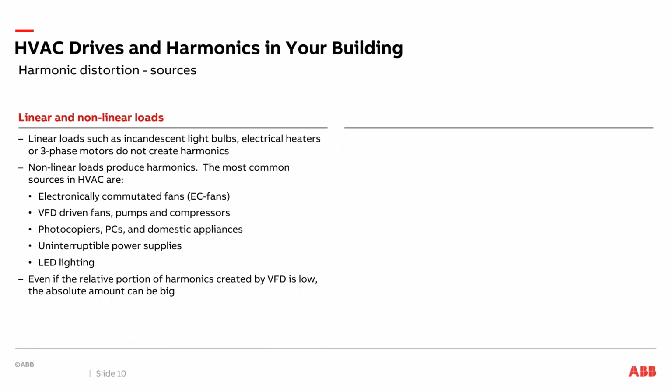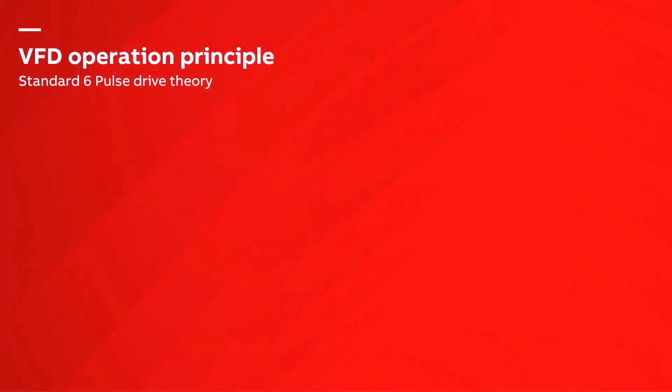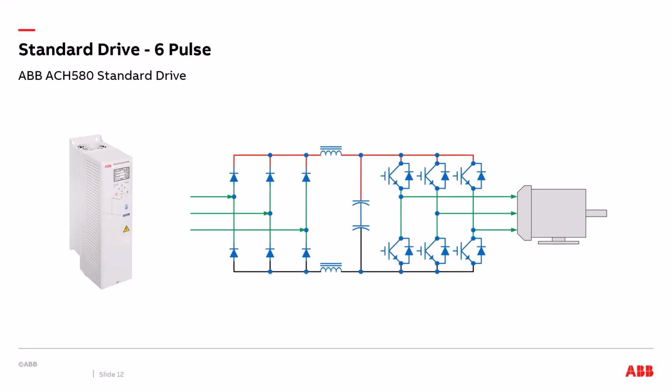Even if the relative portion of harmonics created by the VFD is low, the absolute amount can be big. The more items that are creating harmonics can total up to a large amount of harmonics. Some buildings, such as data centers and hospitals, operate loads that are susceptible to harmonics and at the same time generate harmonics. For reviewing harmonics, we are going to start with the standard 6-pulse drive and how a 6-pulse drive creates harmonics. For a standard 6-pulse drive, we will be using the ABB ACH580 standard drive as our example and our model for the next few slides.